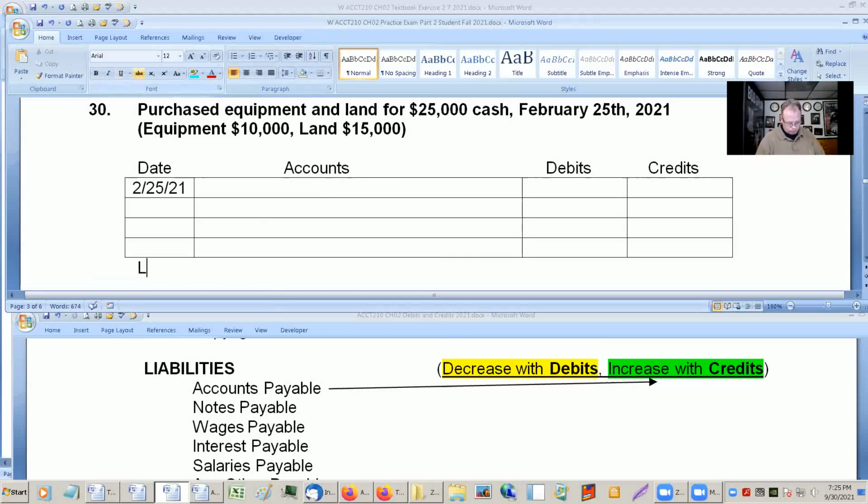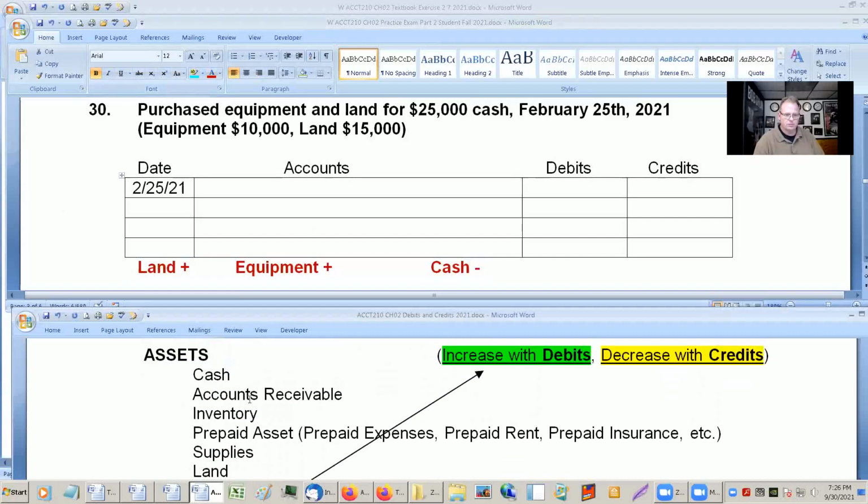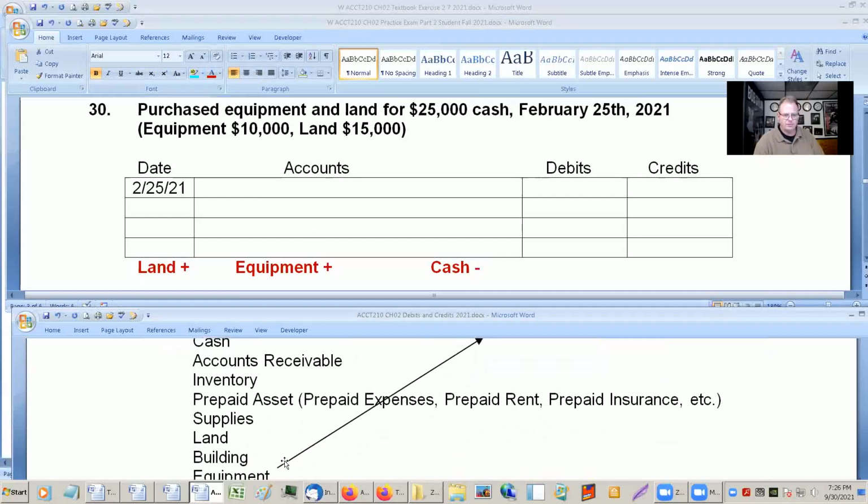So land. Okay, land and equipment, plus or minus? Equipment is plus. Okay, equipment is plus. And cash. Cash is minus. Good. Okay, so we have three assets here. Yep. You sure do. So take the land. Plus, debit, credit.